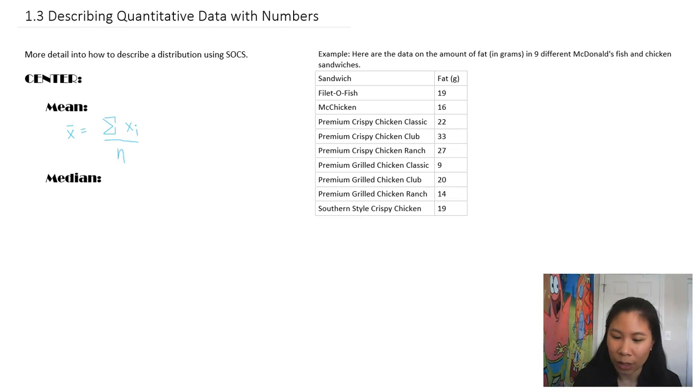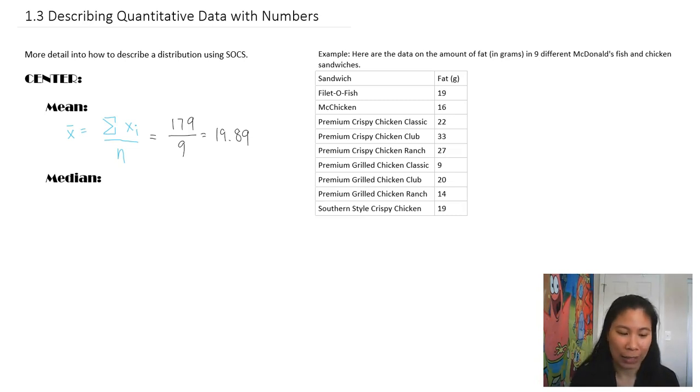Here are the data for 9 different McDonald's fish and chicken sandwiches and their fat content in grams. So, real important information here. I have it listed out here. If we added them all together and divided by 9, because there are 9 sandwiches, we would get a sum of 179 divided by 9, which gives us an average, or a mean, of 19.89. And keep in mind, when we talk about averages, we still want to keep the decimals there. I know you can't have 0.89 of a sandwich. Well, really you can eat some. But even when we talk about people, like 0.89 of a person or anything like that, we keep decimals for averages.